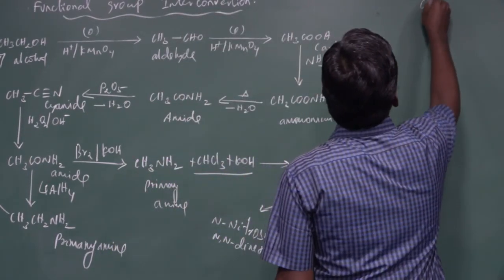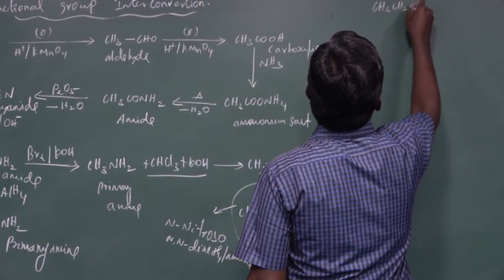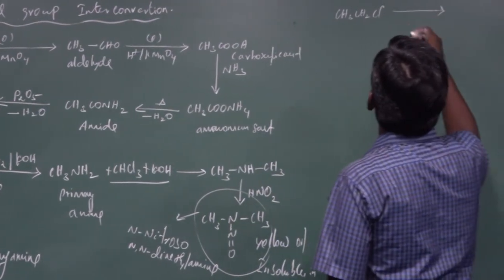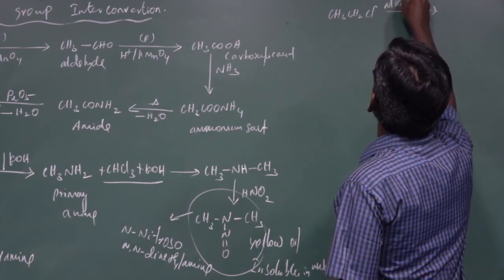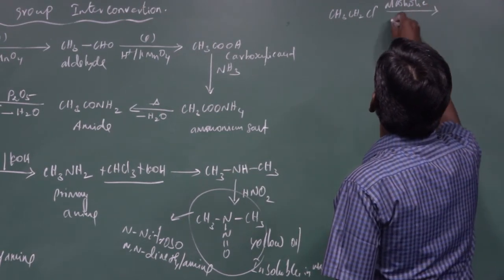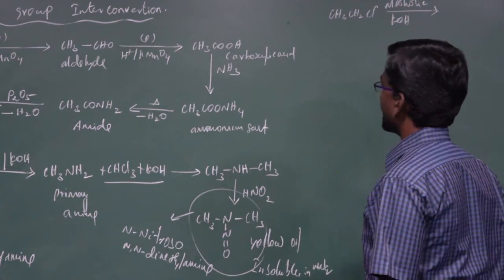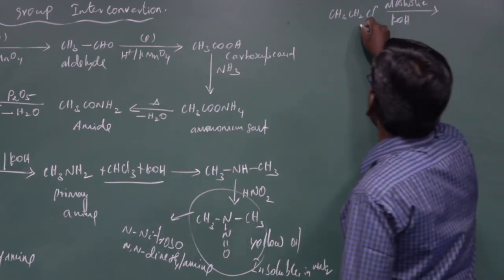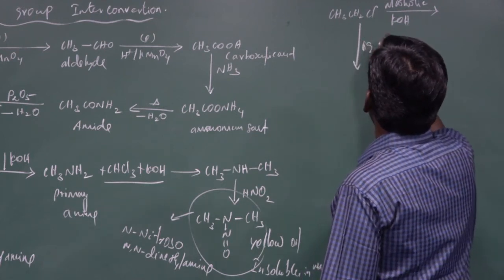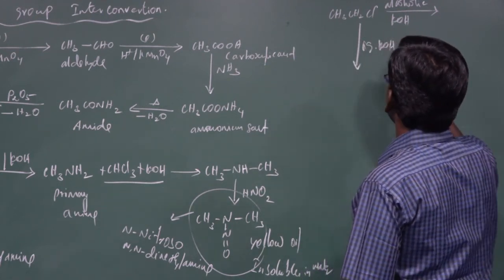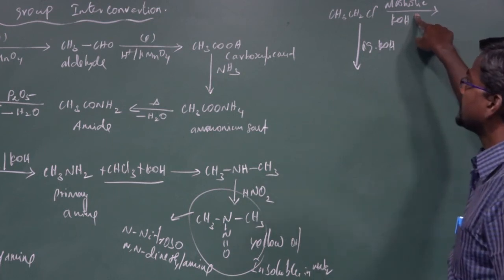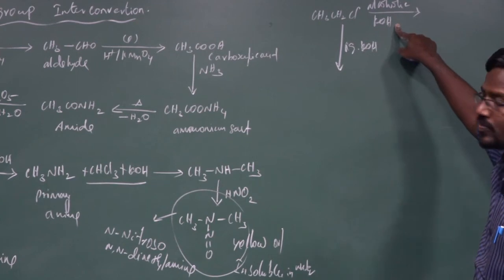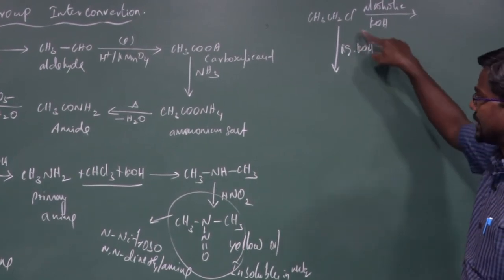Another one, alkyl halide: ethyl chloride, CH3CH2Cl. Ethyl chloride reacts with the alcoholic solution of potassium hydroxide. The same ethyl chloride reacts with the aqueous solution of potassium hydroxide. Alcoholic solution means elimination reaction takes place. Aqueous solution means substitution reaction takes place.